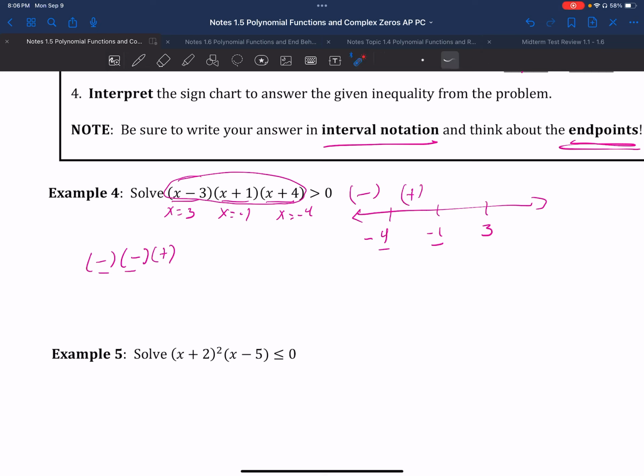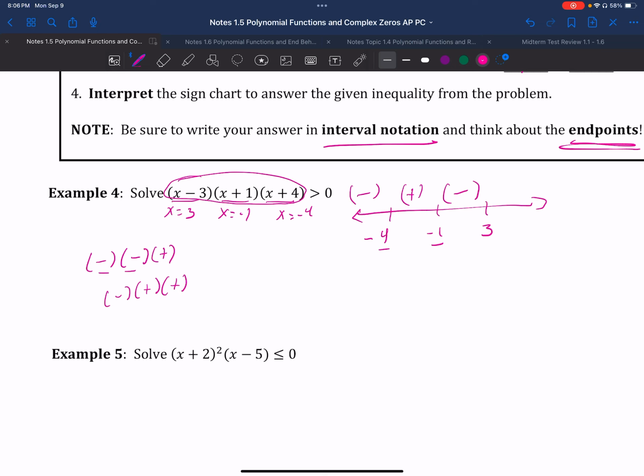In this interval, if you have a negative and a positive, you always want to pick 0 just because it's easier to work with. You don't have to think a lot. 0 minus 3 is negative. 0 plus 1 is positive. And 0 plus 4 is positive. So I know that this whole interval is going to be negative.